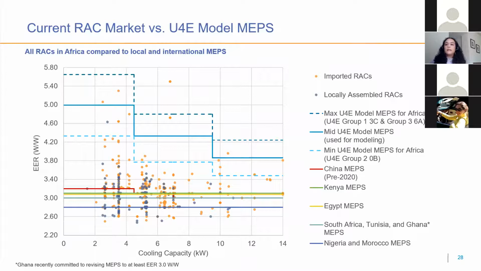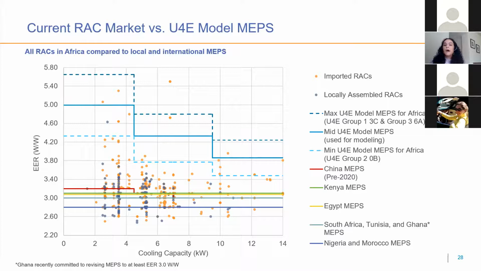To get an idea of what these U4E MEPS levels would look like against the current market, you can take a look at this figure. This figure shows the full air conditioner market in Africa mapped against the current African MEPS that you saw previously, as well as against the U4E model MEPS. We've also included the Chinese MEPS prior to 2020.